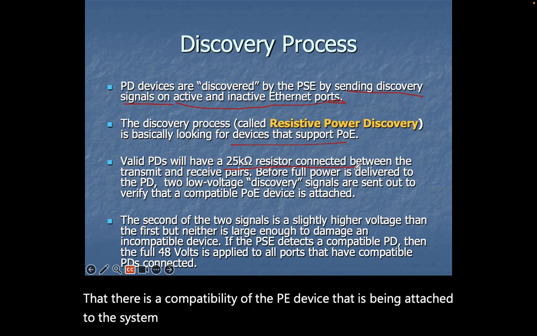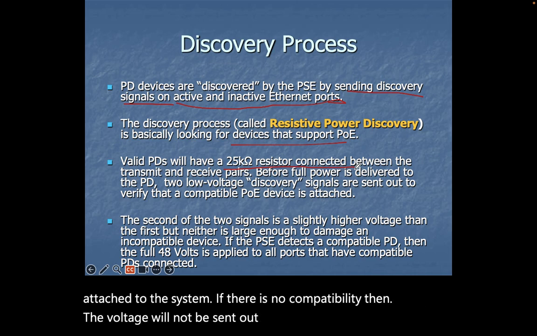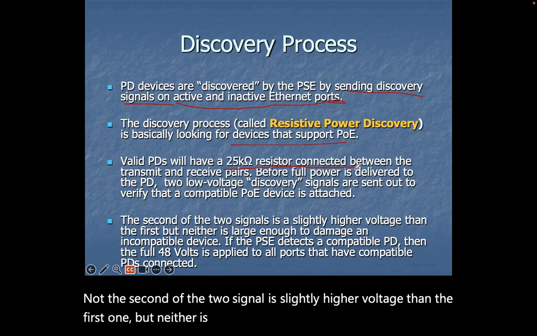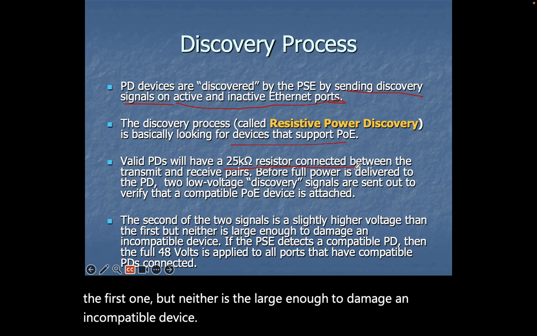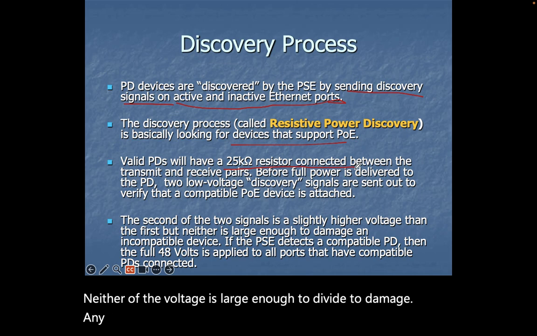If there is no compatibility, then the voltage will not be sent out, will not be delivered. Now, the second of the two signals is slightly higher voltage than the first one, but neither is large enough to damage an incompatible device. Neither of the voltages is large enough to damage any incompatible device that is found on the network.